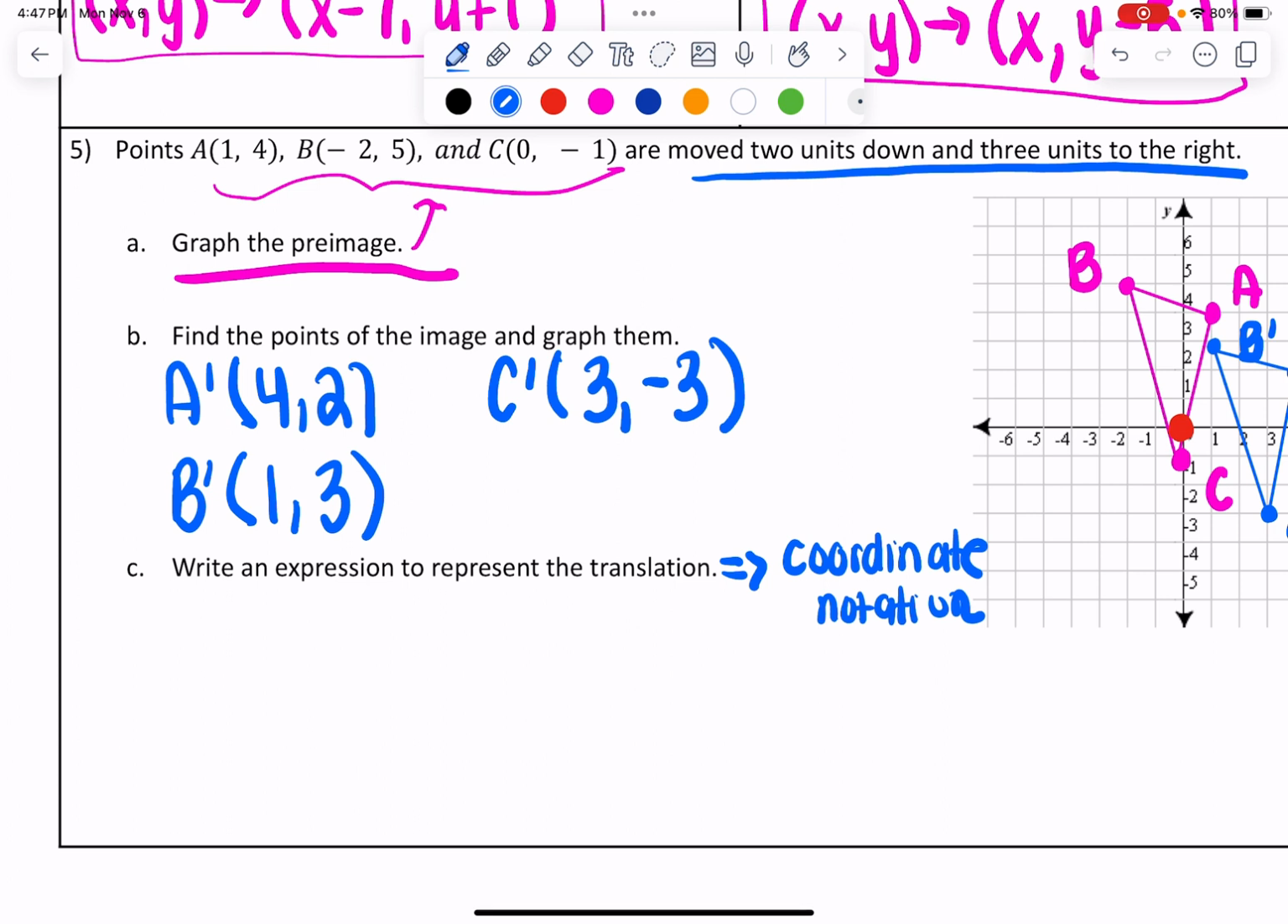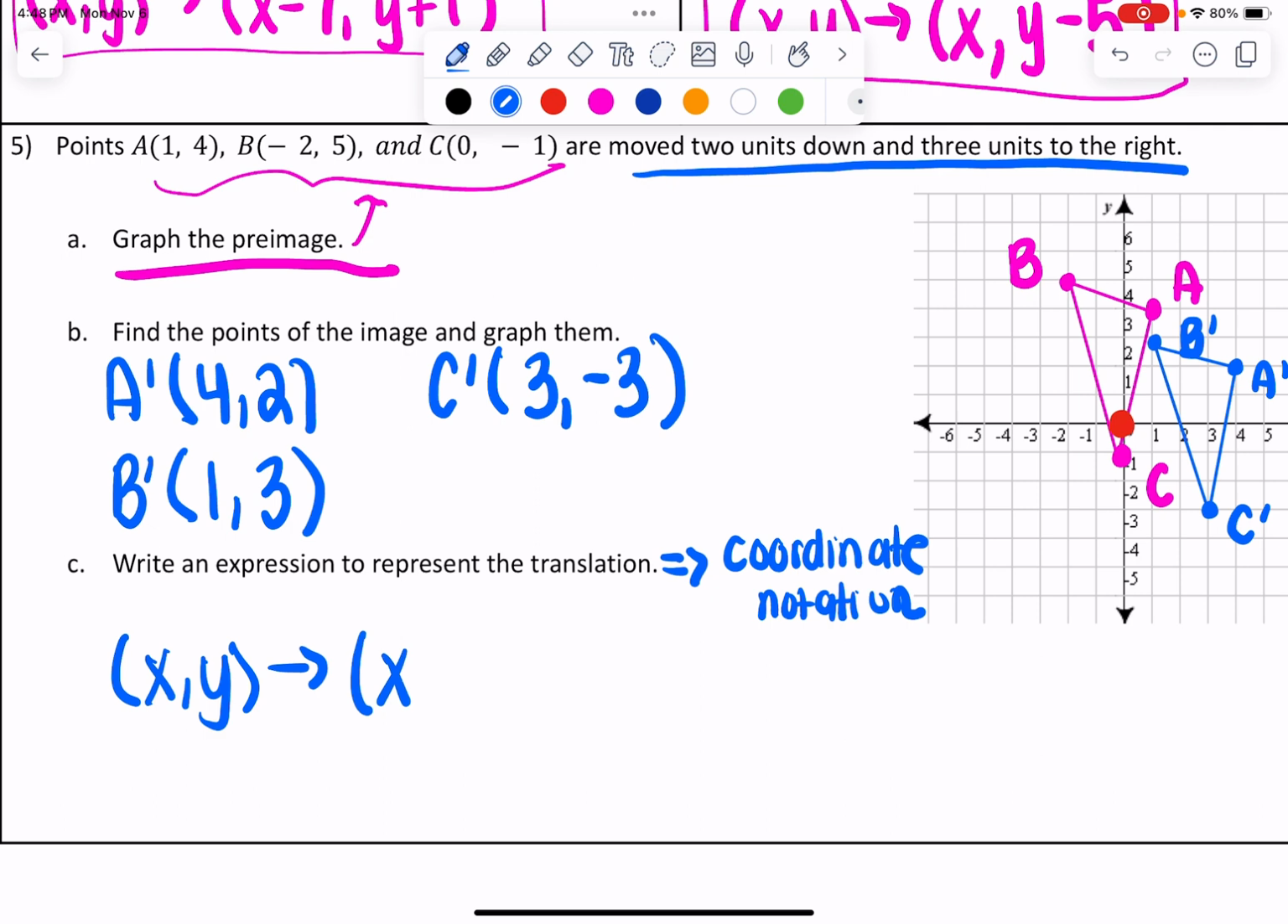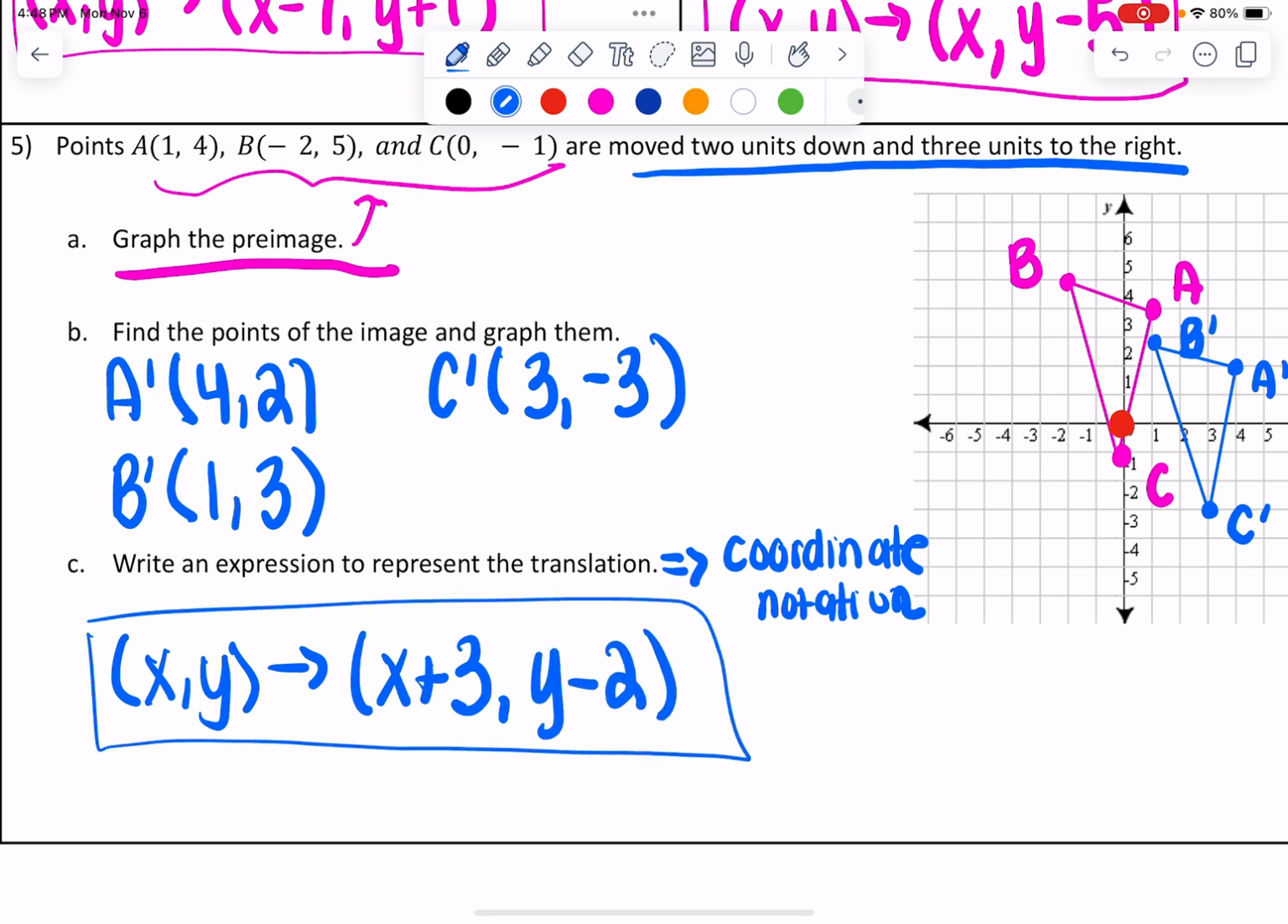So for coordinate notation, you have x comma y and an arrow. For x, you need to think about how many steps am I moving to the right or left? It says 3 units to the right, so I'm going to add 3. And then comma, I'm moving 2 units down, so that would be y minus 2. That's your answer. This is just one way of doing it.